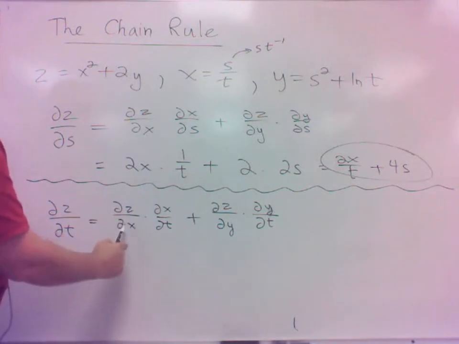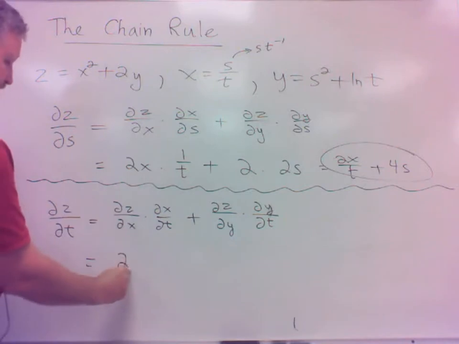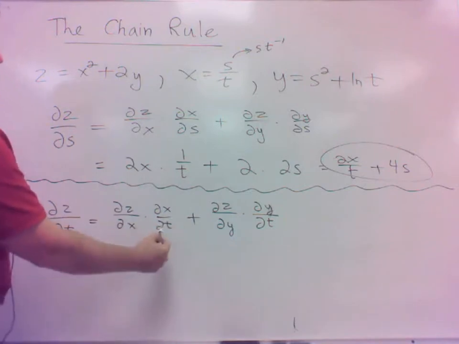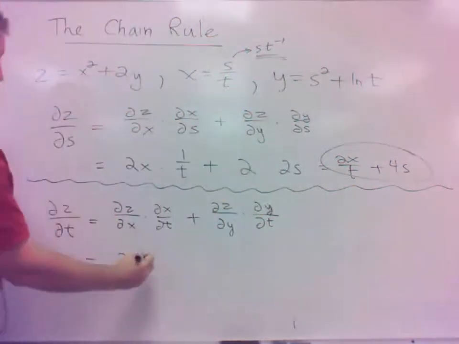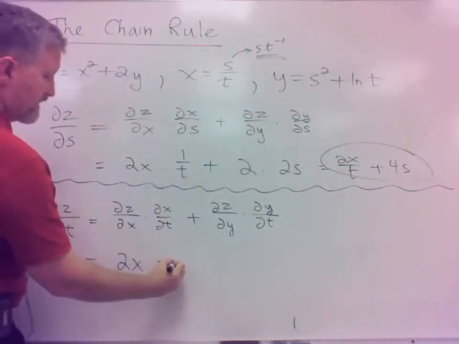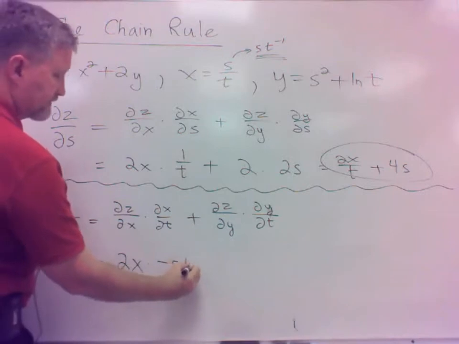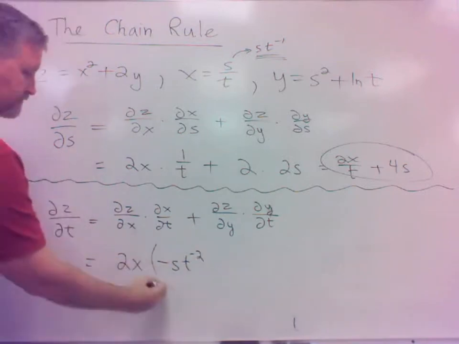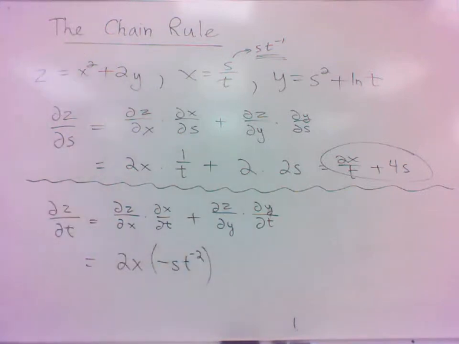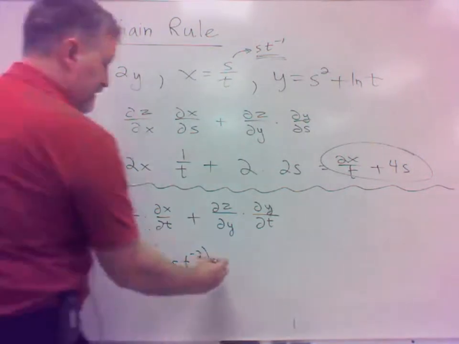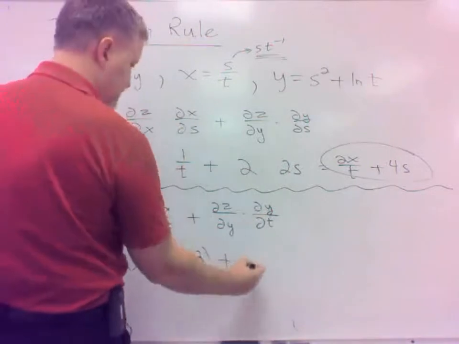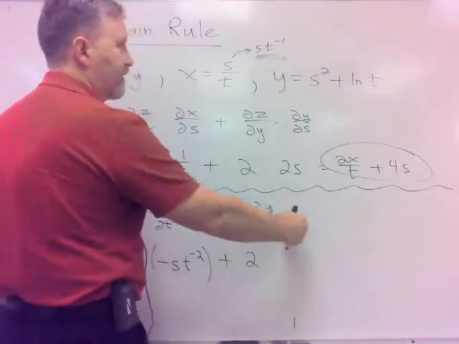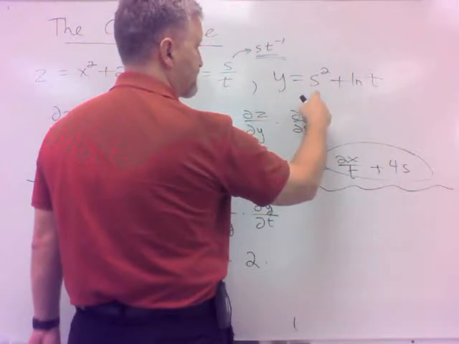Partial of z with respect to x, we already did that, it's 2x. Partial of x with respect to t, though, that would be this one. So it would be negative s t to the negative 2. All right? The s is constant, so it stays in there. All right, then partial of z with respect to y, we already did that, that's just 2. But the partial of y with respect to t, well, that's constant, so that's 0.